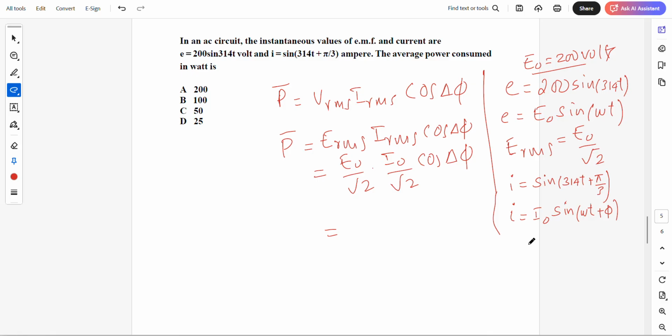How much is I naught here? I naught is equal to 1 ampere. What is the coefficient of sine here? That is 1. What is IRMS? IRMS is equal to I naught by root 2. Therefore, here E naught is 200 divided by root 2, into I naught.